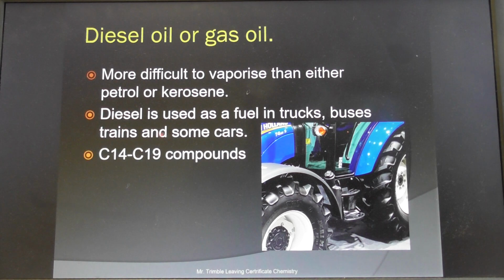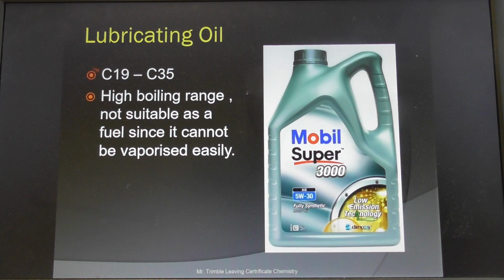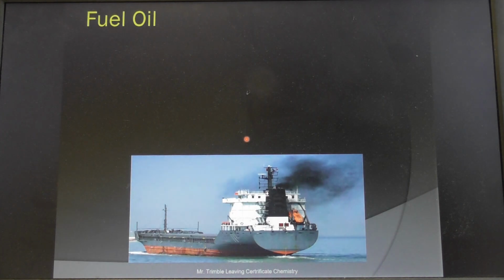It's not a clean fuel now. It's a heavy fuel. It doesn't produce the nitrogen oxides to the same extent, but it does produce particulates which are quite harmful. Lubricating oil then, from C19 to C35, has a high boiling range. It's not suitable as a fuel as it cannot be vaporized easily, but it's used to make sure that the pistons and all the different crankshaft and the different things that operate in the car do not wear as fast as maybe they would. So it has a role in that. Wear would obviously lead to breakages in engines.